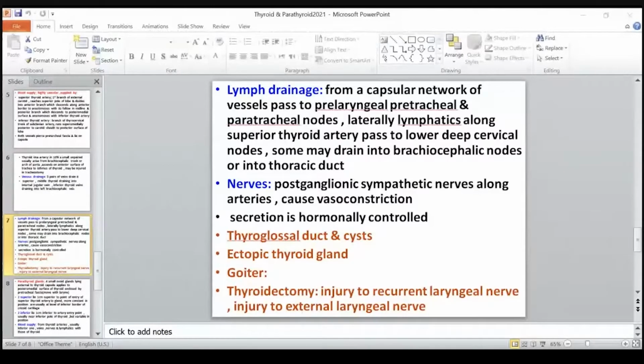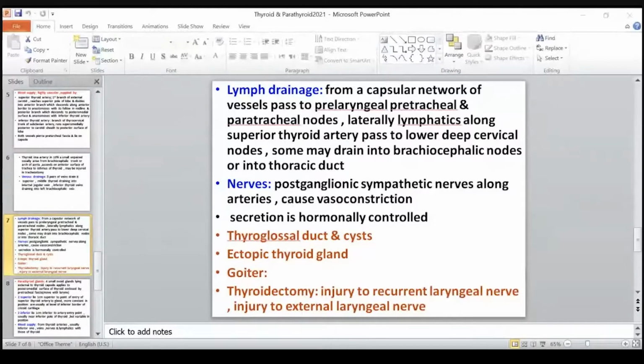Now, in some cases, we need to remove the thyroid gland, especially in thyrotoxicosis, where it is a toxic gland, when there are tumors. And removal of the thyroid gland, we call it thyroidectomy. Thyroidectomy means removal of the thyroid gland.